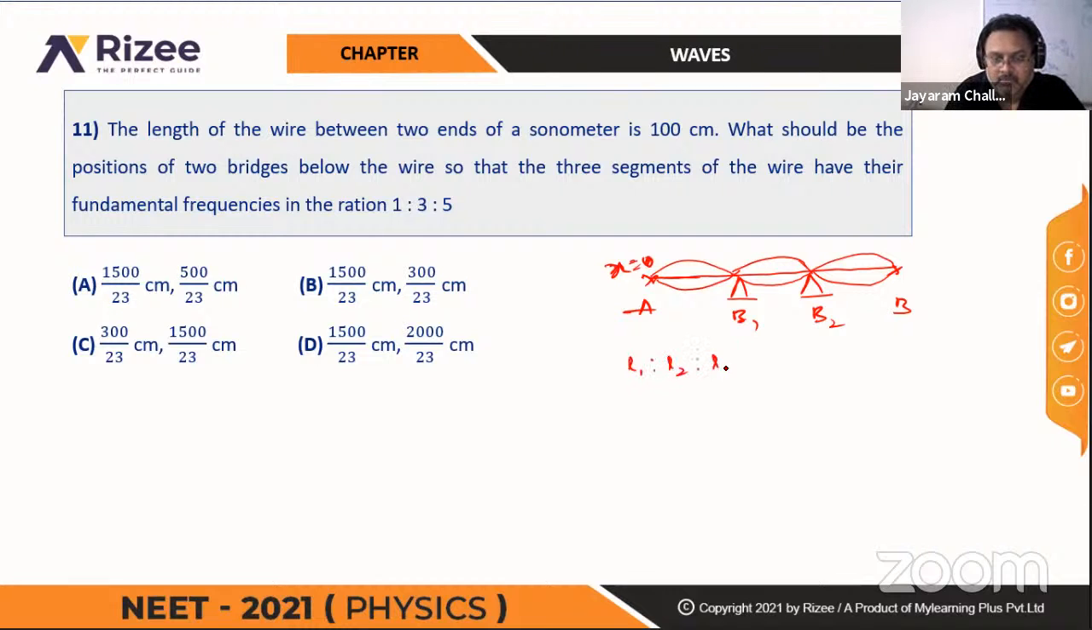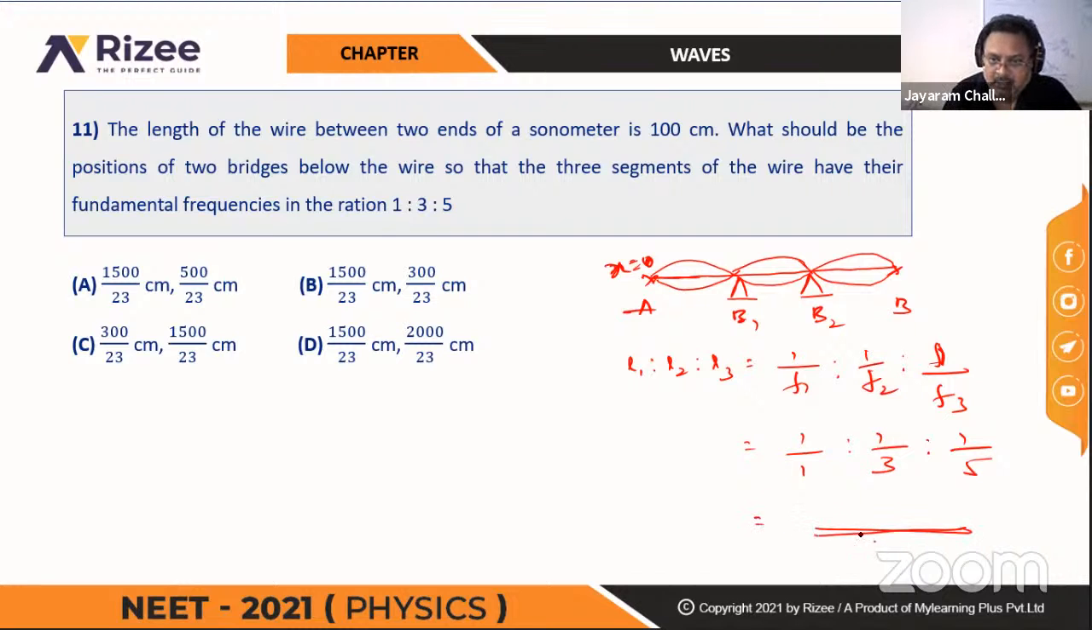L1 is to L2 is to L3 should be equal to 1 by F1 is to 1 by F2 is to 1 by F3. That means they should be in the ratio 1 : 1/3 : 1/5. If I go for the LCM, it will be 15, so the ratio of the lengths will be 15 : 5 : 3. So in this particular ratio, they will be divided.